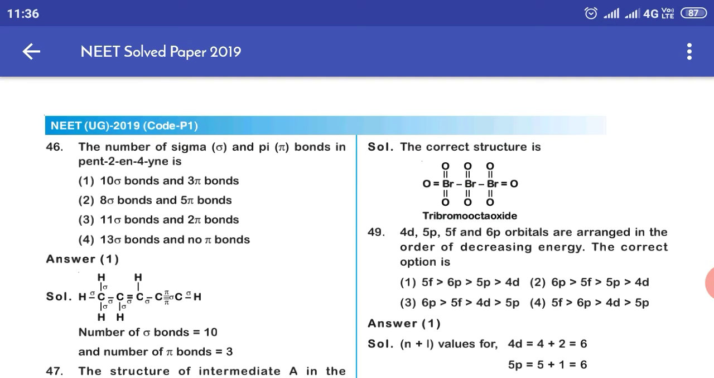You can analyze the number of questions that come from different parts of the chemistry syllabus of 11th or 12th. So let us start solving the chemistry NEET UG 2019 paper, code P1.